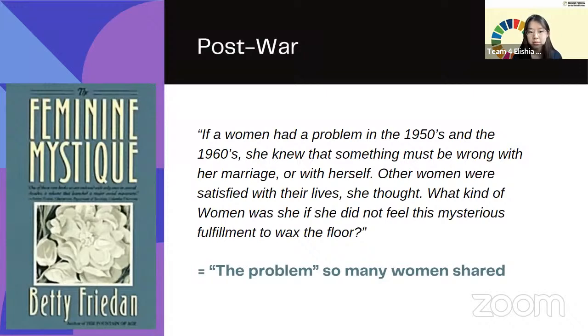A line in the book, The Feminine Mystique, published in 1963 by Betty Friedan states, "If a woman had a problem in the 1950s and the 1960s, she knew that something must be wrong with her marriage or with herself. Other women were satisfied with their lives, she thought. What kind of woman was she if she did not feel this mysterious fulfillment to wax the floor?" The base ideals of the cult of domesticity were still reflected during this period, which is why many women saw this dissatisfaction with being a housewife as being the problem.